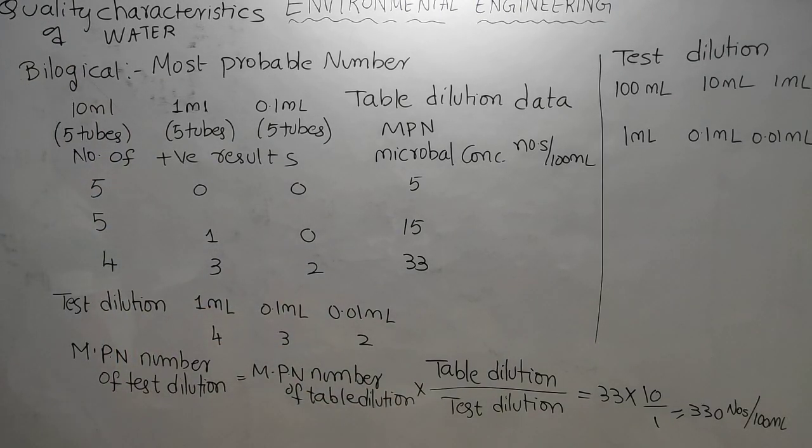Now the last one is waterborne diseases. What are the different kinds of waterborne diseases? Generally for the most probable number, there is no limit. So that should be nil. Actually it is not at all needed. In water the microorganism content is not needed. It should be nil. But we have to reduce it as much as possible.